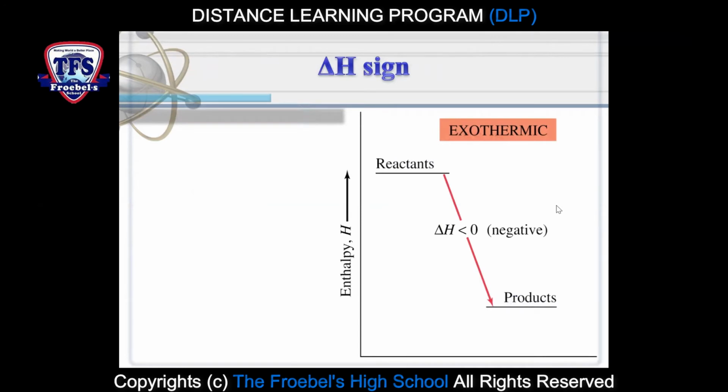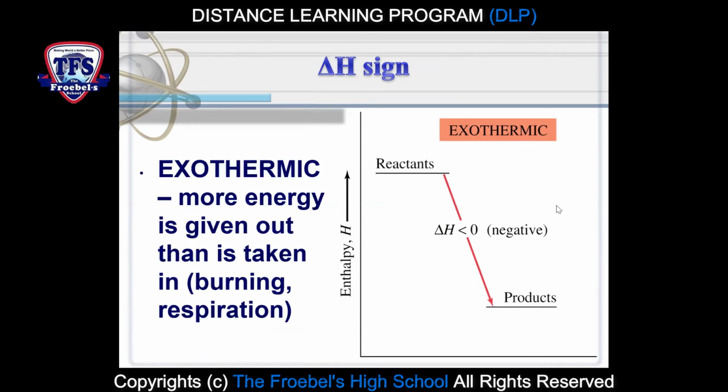This is the energy profile diagram for an exothermic reaction. We can see here that reactants are at a higher energy level, but the product is at a lower energy level. So when the reactant releases energy, product is formed. That's why delta H is negative. So for an exothermic reaction, more energy is given out than is taken in.